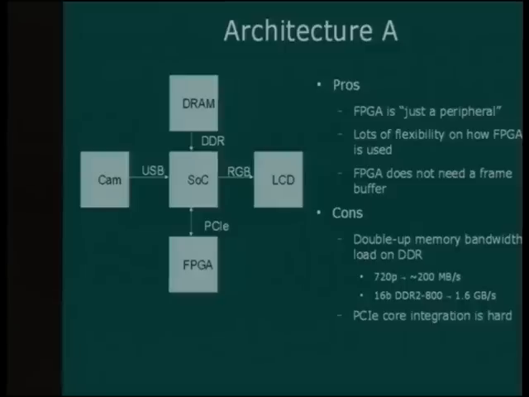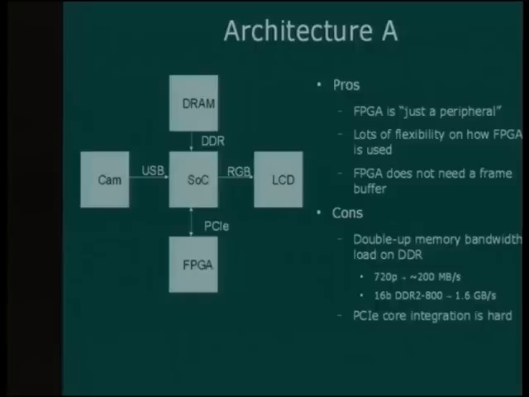coprocessor for image processing. If you were to come from a desktop-y environment, the most intuitive way to do this would be to take your system on chip, which is the CPU, plug the camera through USB into it, make the FPGA look like a PCI Express peripheral, and call it a day. The pros of this is that there's lots of flexibility on how the FPGA can be used. The FPGA doesn't need a frame buffer because it can use the main DDR for that. The problem with this is that the memory bandwidth on DDR really gets eaten up very quickly.